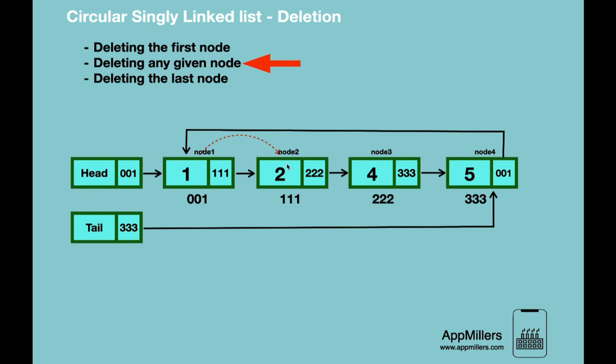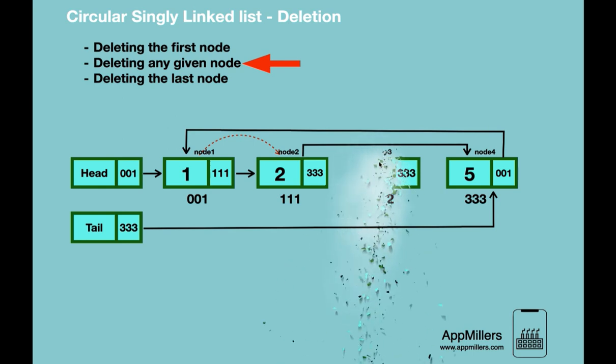So the next step over here, we need to update node 2's reference to point to node 4 over here. So by setting node 2's reference to the physical location of node 4, we are creating a link between them. So with this, the link between node 2 and node 3 is deleted, and the link between node 3 and node 4 gets deleted. Now this node over here, which is node 3, is eligible for garbage collection. So the garbage collector will come and destroy this node over here. And with this, deleting of any given node from circular single linked list is complete.